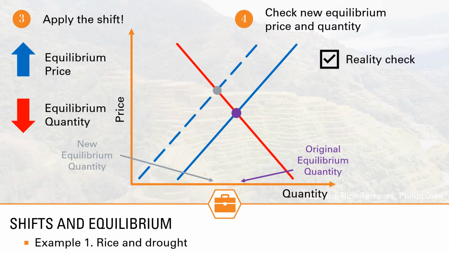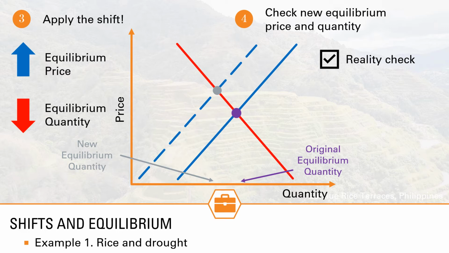So that's what happens. And now let's do a reality check. Is this real? In real life, does this actually happen? Well, yes, right? If there is a drought, first of all, we know there will be less rice produced, so the quantity does go down. At the same time, we know that the equilibrium price also increases, because there's less rice to go around. It's harder to produce rice. So this is something that we do see in real life. And that's just a quick reality check.